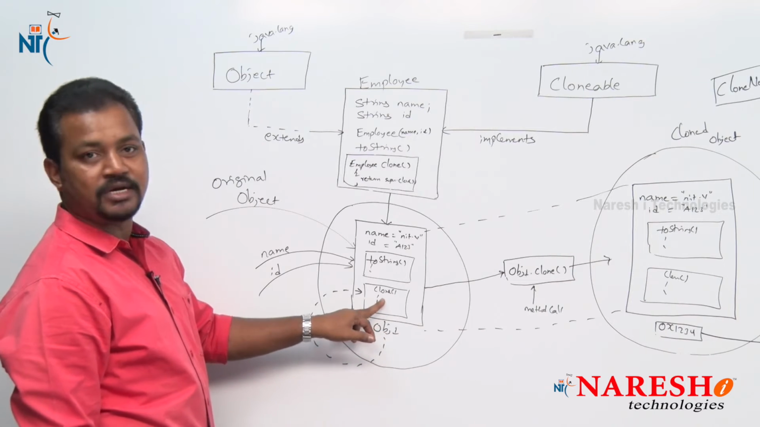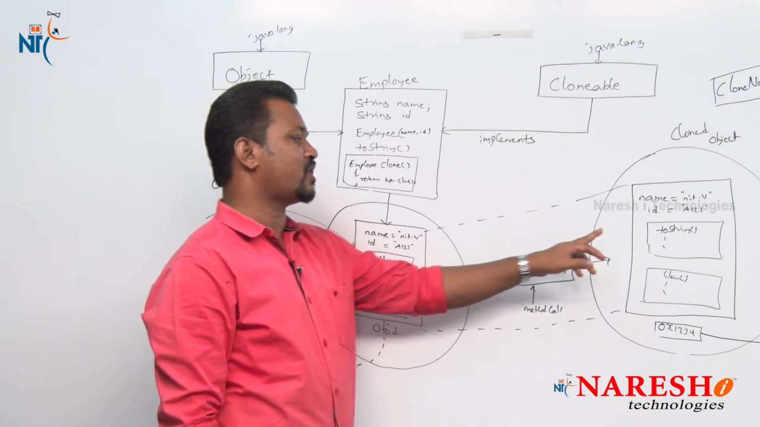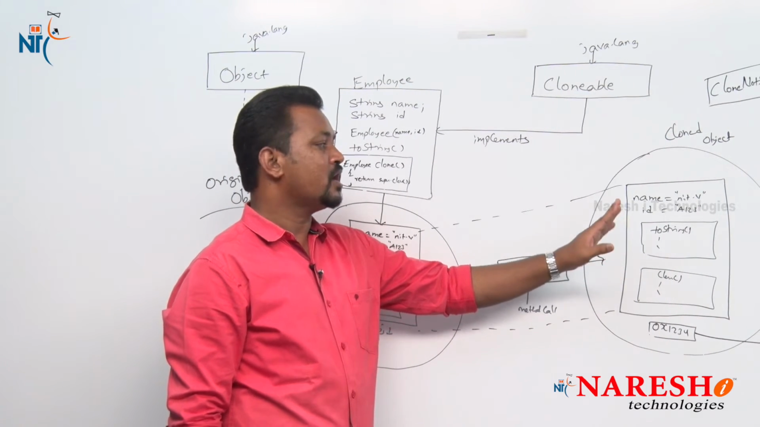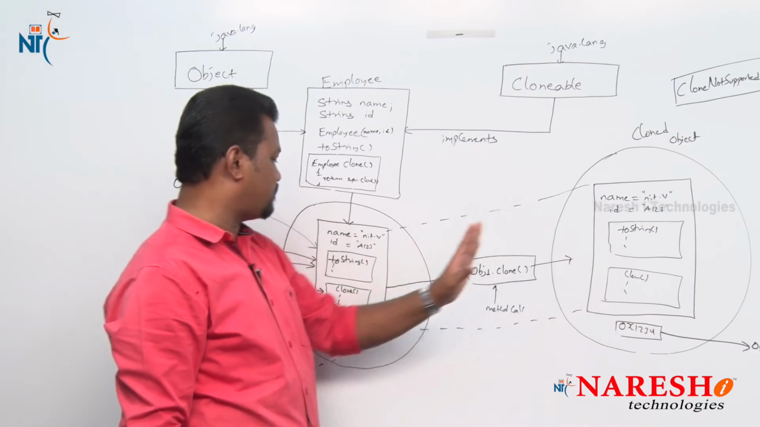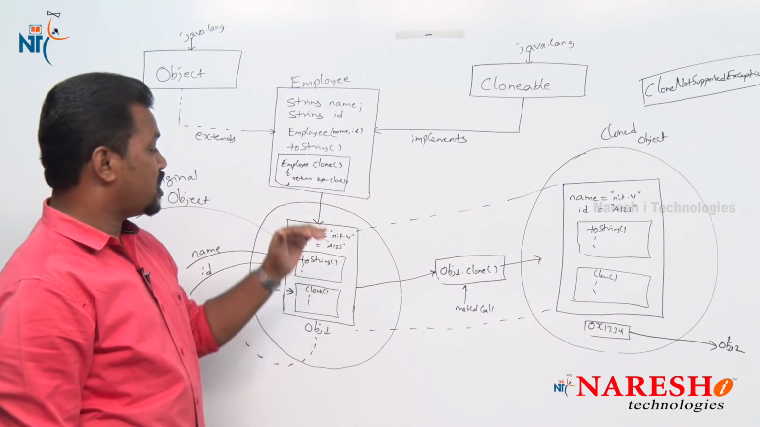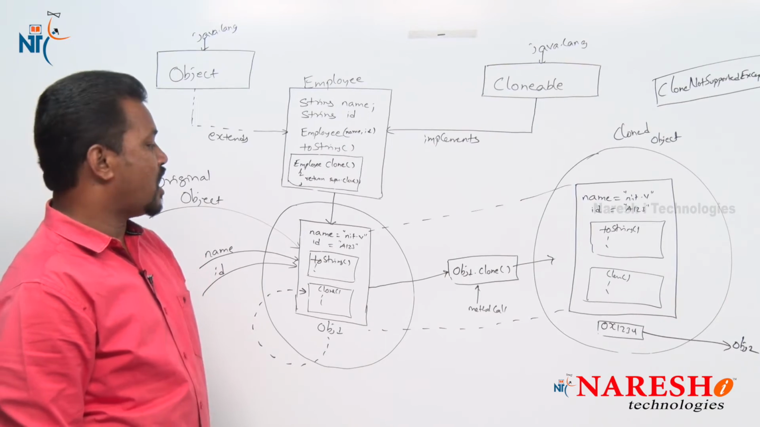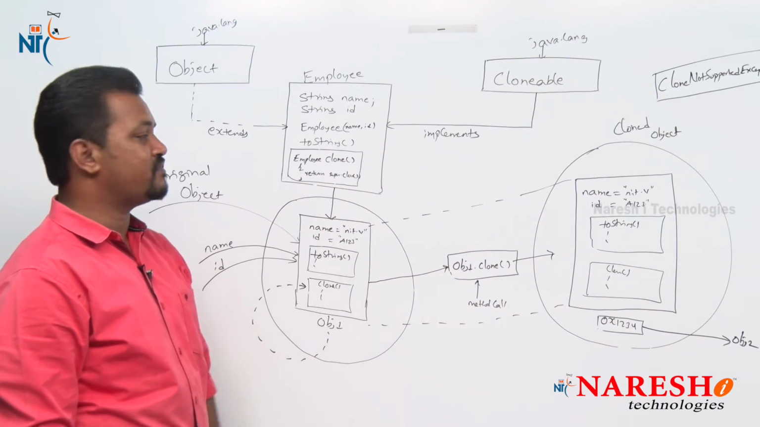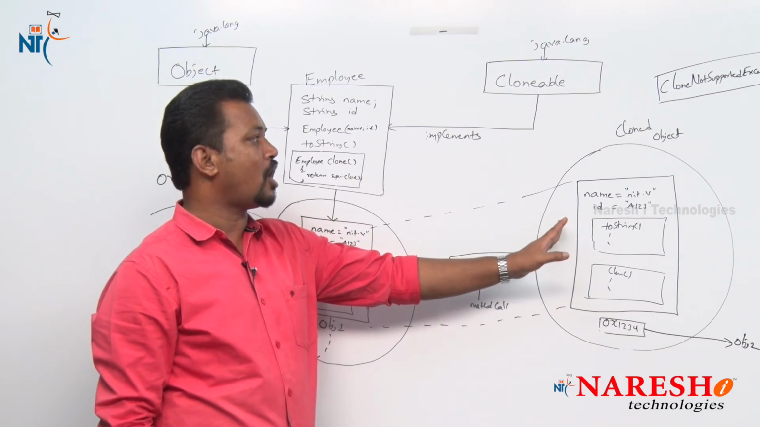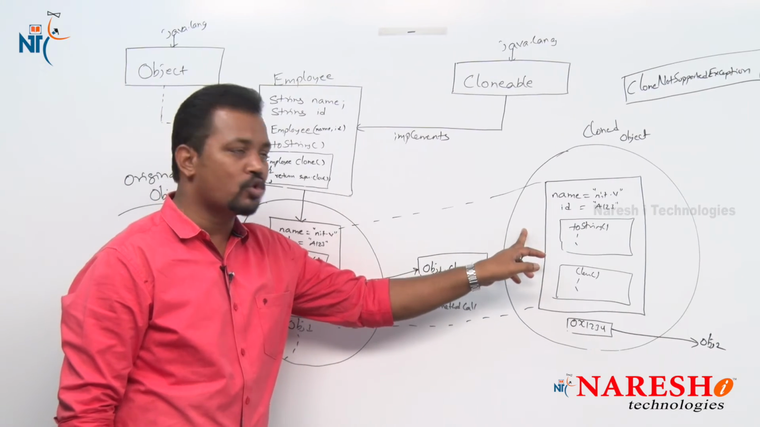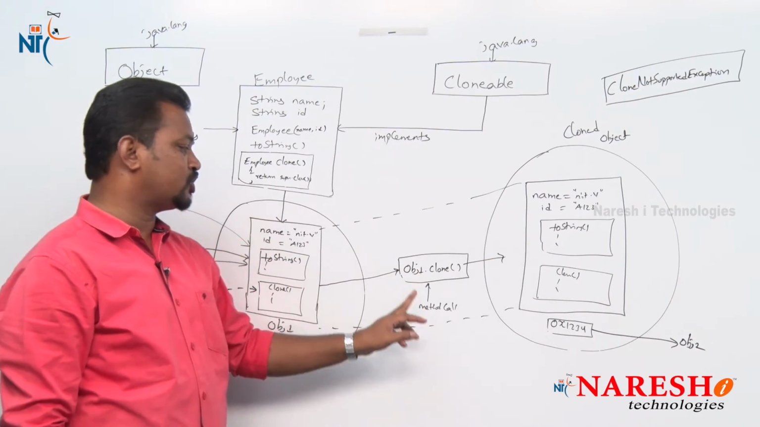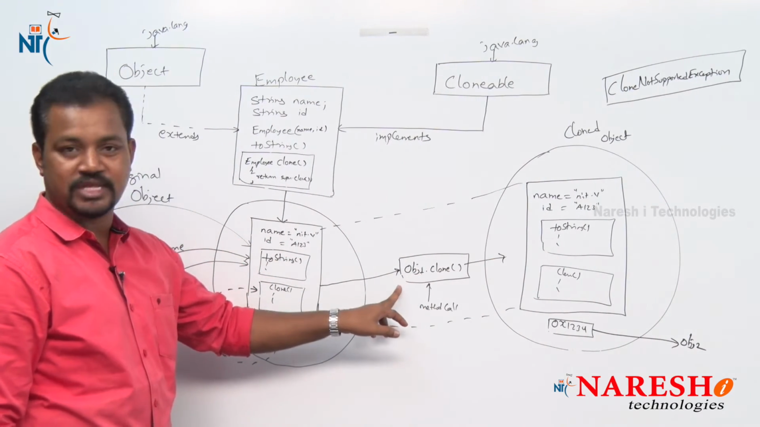Whenever I call this method, automatically it generates one object known as a duplicate copy. The duplicate copy has been generated from the object, not from the class. If an object is generated from the class, we call it the original object, and if the object is generated from the object, we call it a duplicate object or cloned object. So this is the cloned object generated whenever we execute the obj1.toClone method, right?